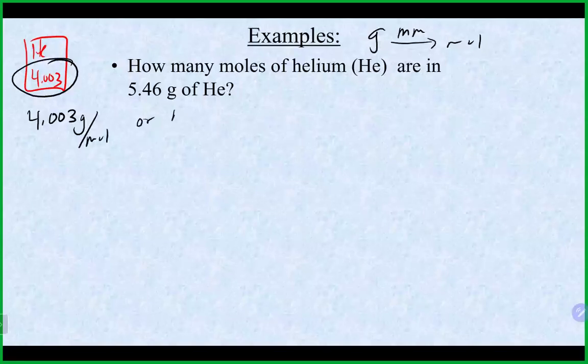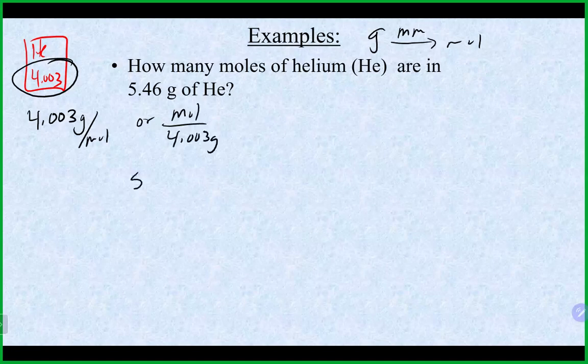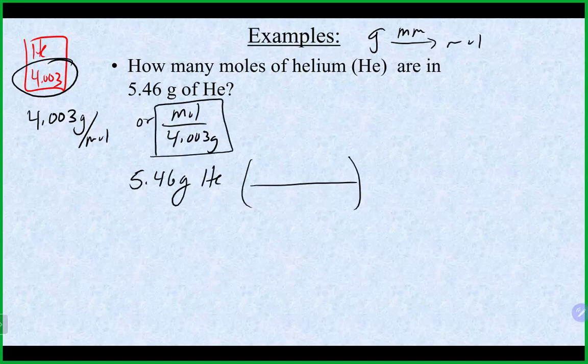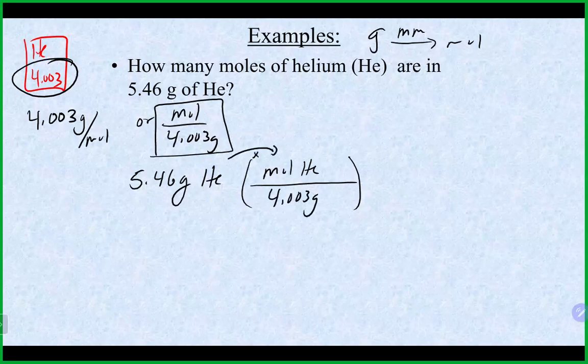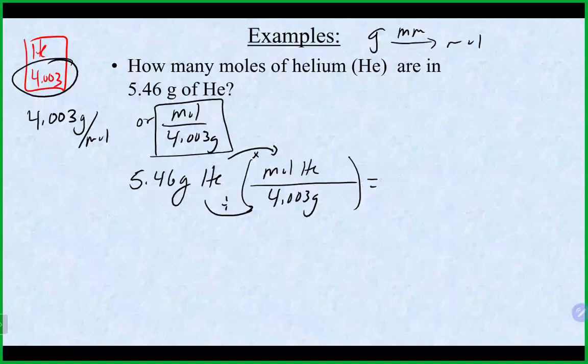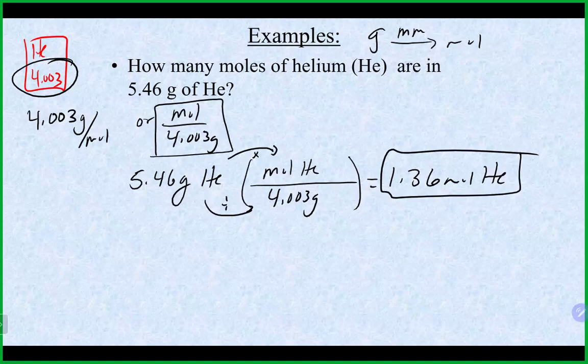Again, we could use that as a conversion factor and take a dimensional analysis approach to this calculation. If we do that, we have 5.46 grams of helium. Again, opposites cancel, which means I need to use it in the flipped version here. That's going to give me a mole of helium up on top and 4.003 grams on the bottom. We're doing dimensional analysis, so I'm multiplying the top and dividing the bottom. 5.46 divided by 4.003 gives me 1.36 moles of helium in this case. Any questions on that there?